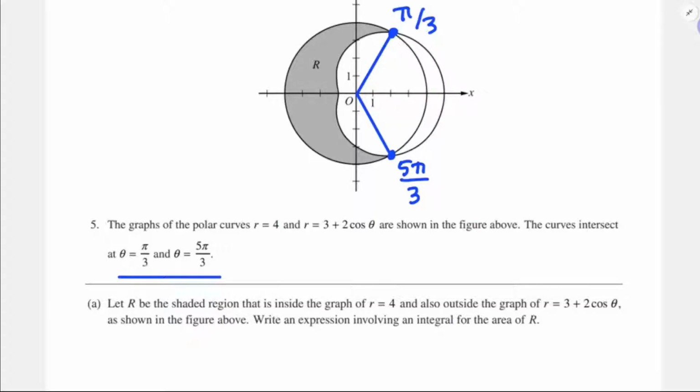Okay, let R be the shaded region, write an expression involving an integral for the area of R. All right, now, looking at this, I can see that this is one that has two curves involved because there's r equals 4 and r equals 3 plus 2 cosine theta. There's two equations. And I can see there's two graphs, right? Two different polar graphs making this thing that looks like the moon.